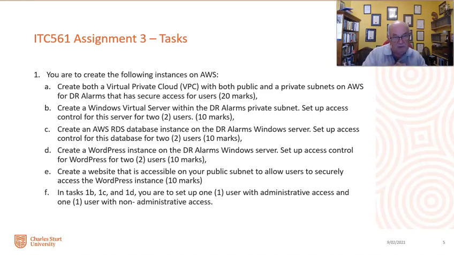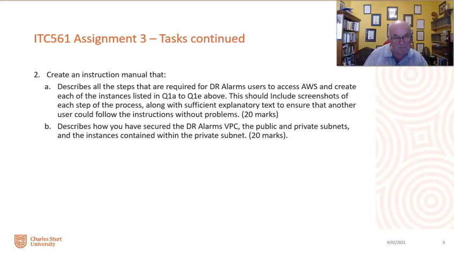So these are the 4 things that you've got to do. You create that virtual public cloud, create the Windows virtual server, the RDS database, the WordPress instance. They're the 4 things you need to do straight up. You then need to have a website that's accessible on your public subnet to allow users to securely access that WordPress instance. And so for tasks 1B, 1C, 1D, you need to set up 2 users, one user who has administrative access and one user who has non-administrative access. So you'll then have to access through the IAM, the Identity and Access Management modules in order to set that up and set that up properly.